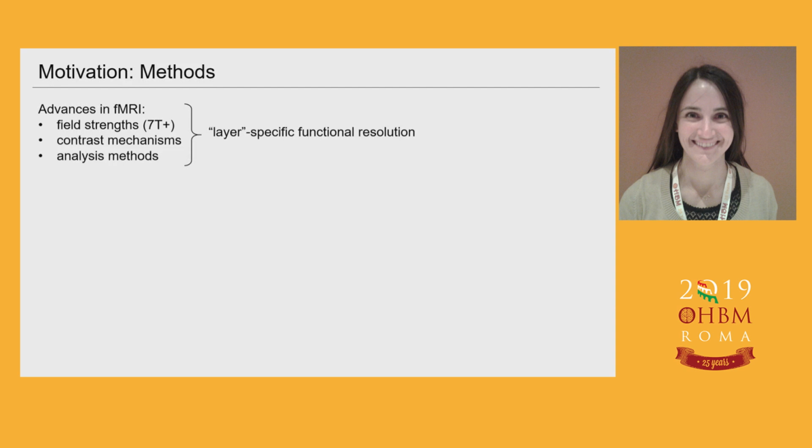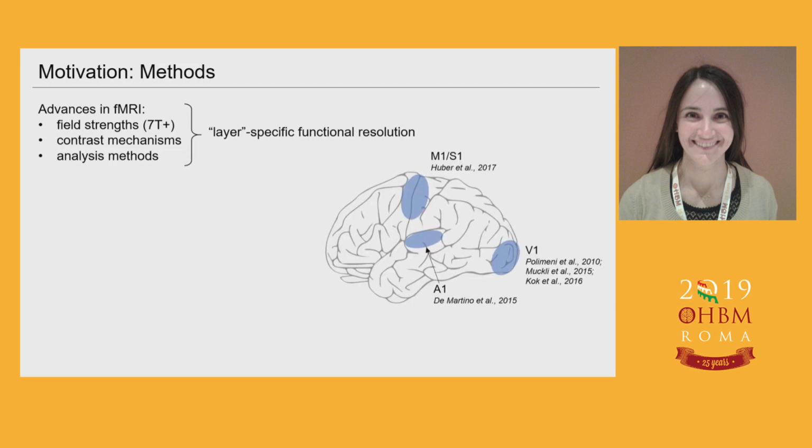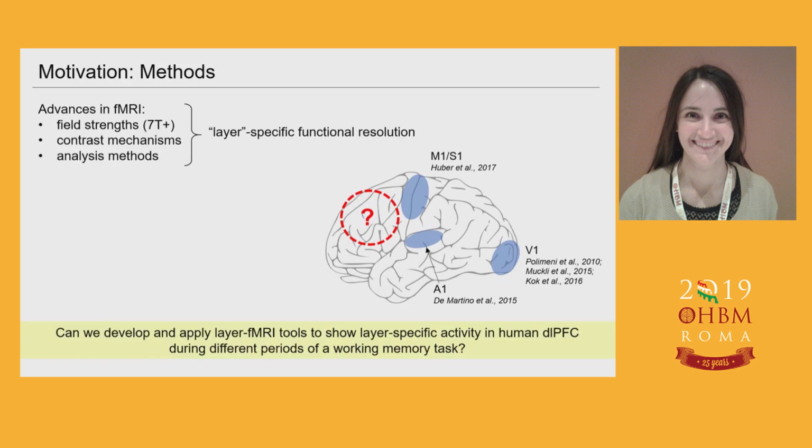And to date, these methods have been applied in an exciting array of studies that have mostly focused on primary sensory cortices, so V1, A1, M1, and S1, lots of beautiful work there, but there's been little to no work in higher order association regions like prefrontal cortex. So our main question and our main goal for this study was to see if we could develop and apply layer fMRI tools to show layer-specific activity in human DLPFC during different periods of a working memory task.